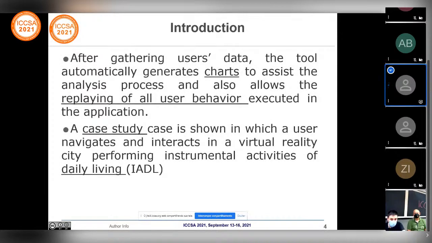The presented tool logs users' movements and interactions while they are interacting with the virtual environment. The data are combined and charts are generated automatically. Moreover, the tool allows the researcher or user to replay user behavior in the virtual environment. Furthermore, via such replay, it is possible to recreate in detail the user's playing experience. We also present a case study in which a user navigates and interacts in a virtual reality city, simulating, for example, a patient during a physical therapy session.